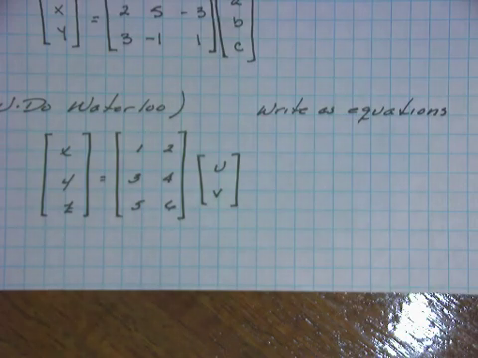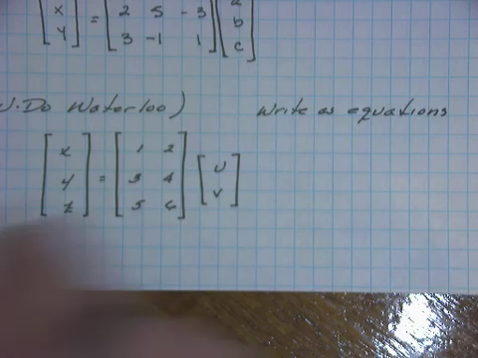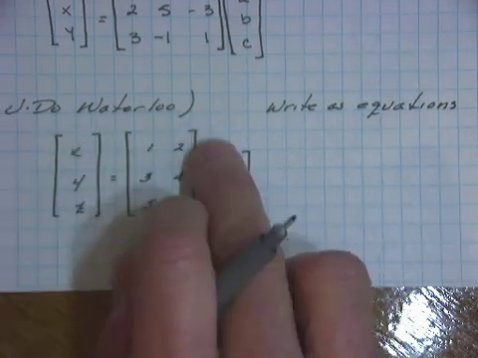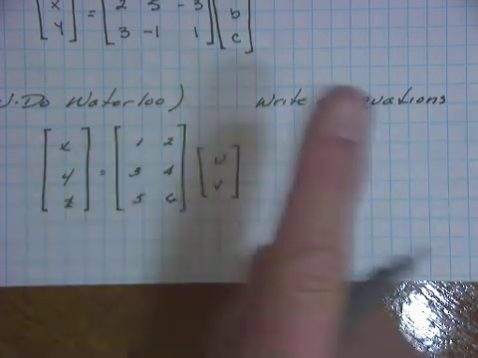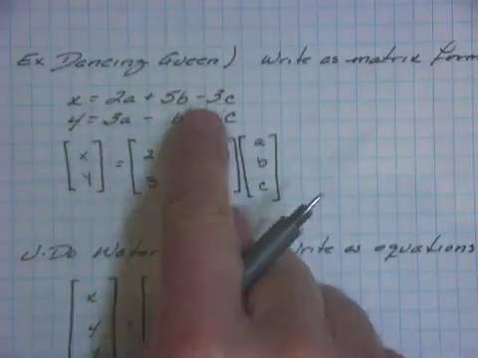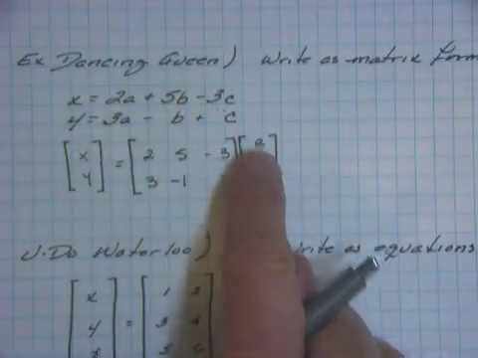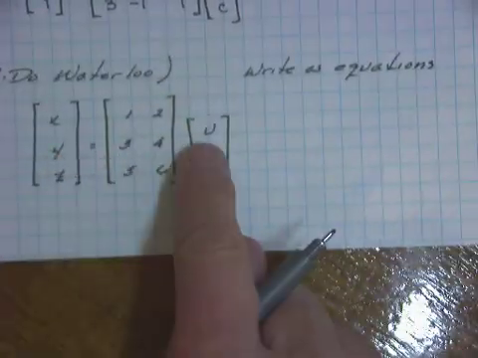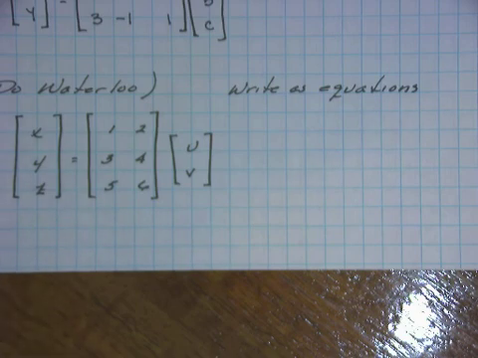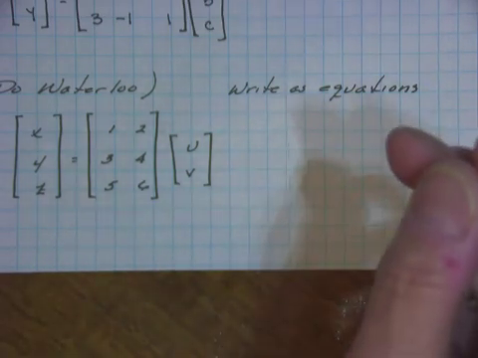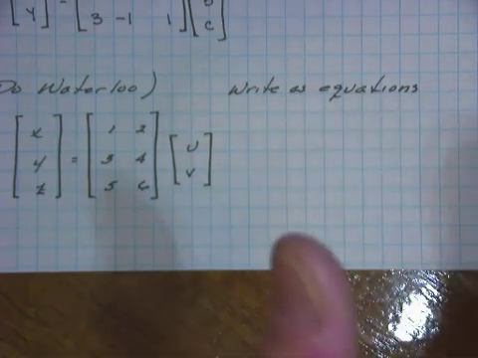Okay, I've got a you-do for you, Waterloo. I want you to pause the video and then try it. This time I've given you the matrix version. I want you to write the equation version. So it's backwards. Up here I gave you the equation, and I showed you how to get the matrix version. Here I'm giving you the matrix version, and I want you to write the equation version. Do this as a you do. So go ahead and pause the video right now.